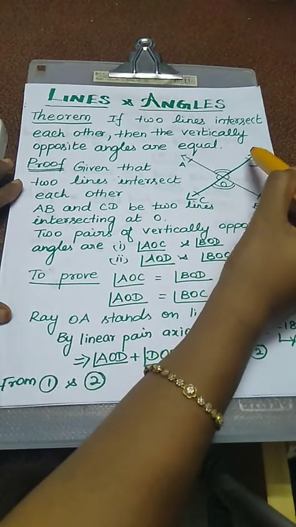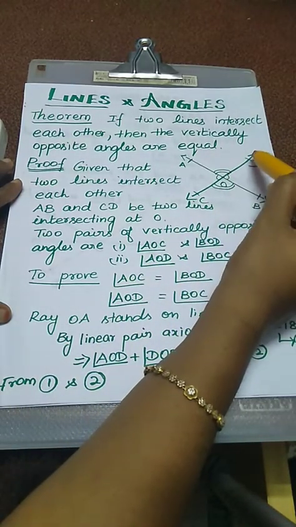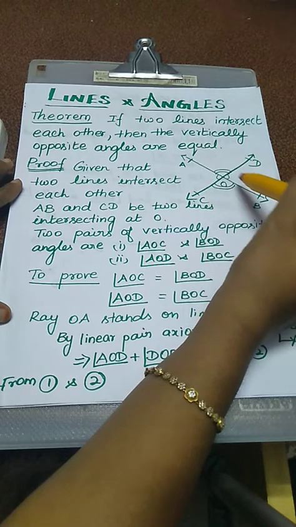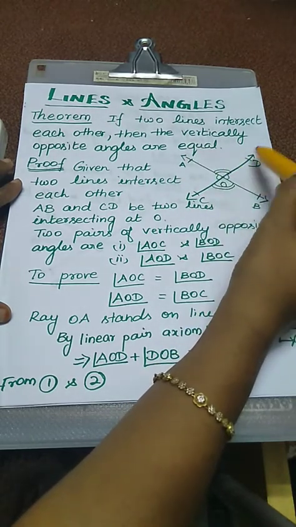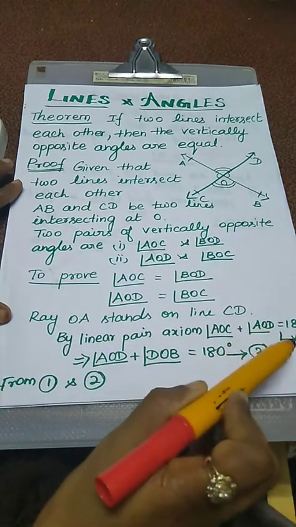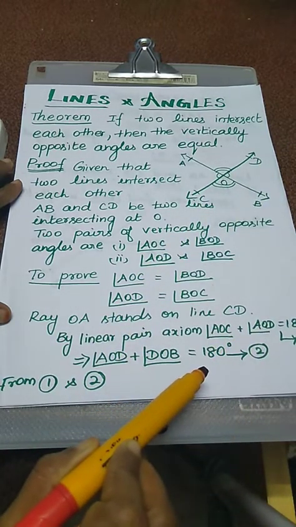Next, the same procedure we have to follow here also. This ray OD stands on the line AB. So we have to write AOD plus BOD is equal to 180 degree. This is our first equation. This is our second equation.